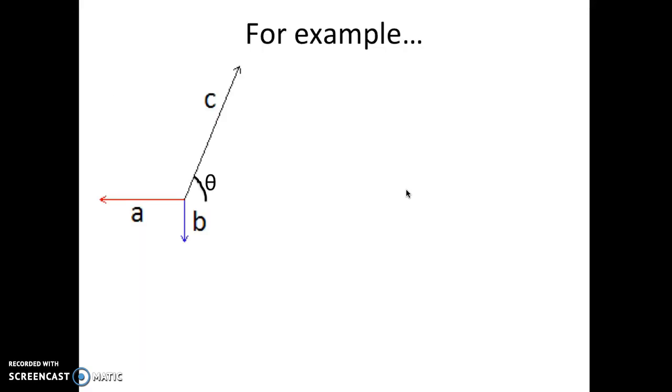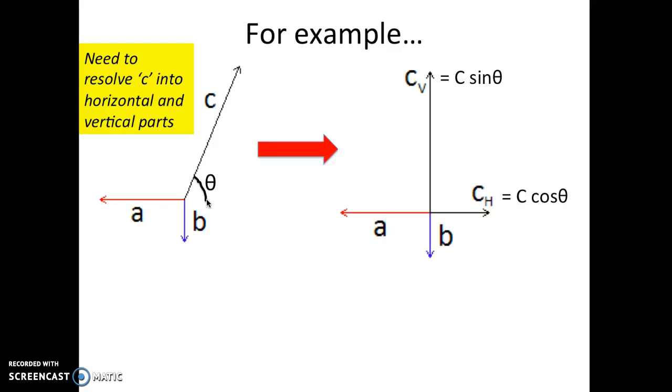Okay, so I just wanted to put that into practice to show you what I mean. Here I've got 3 vectors, A, B and C. And C is neither horizontal nor vertical, it's at an angle to the horizontal. I'll call that angle theta. So in order to add all these vectors together, I need them all to be horizontal and vertical. So I need to resolve C.